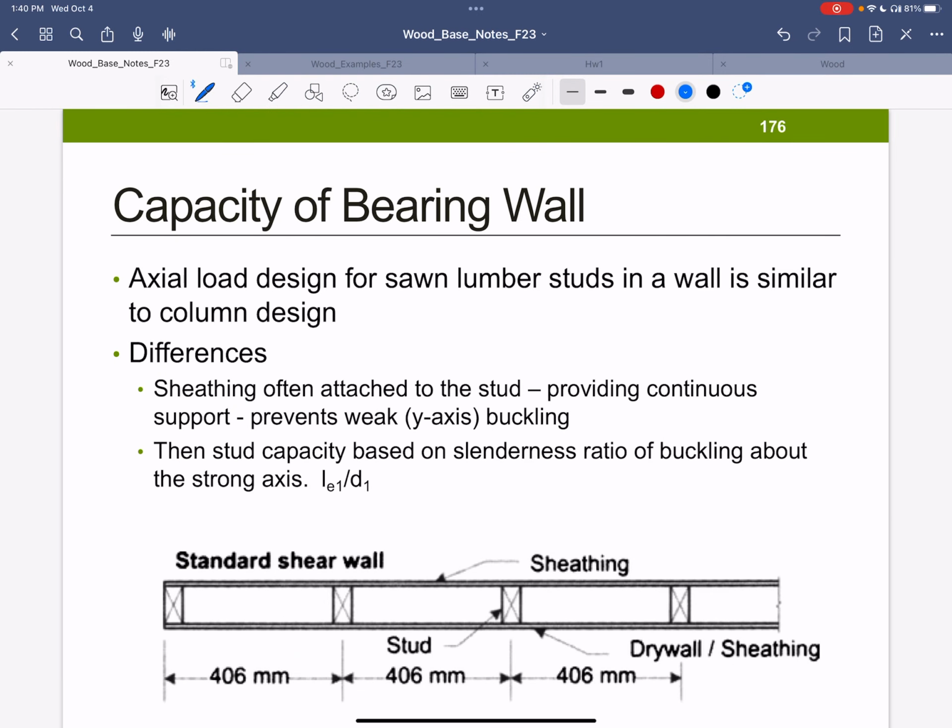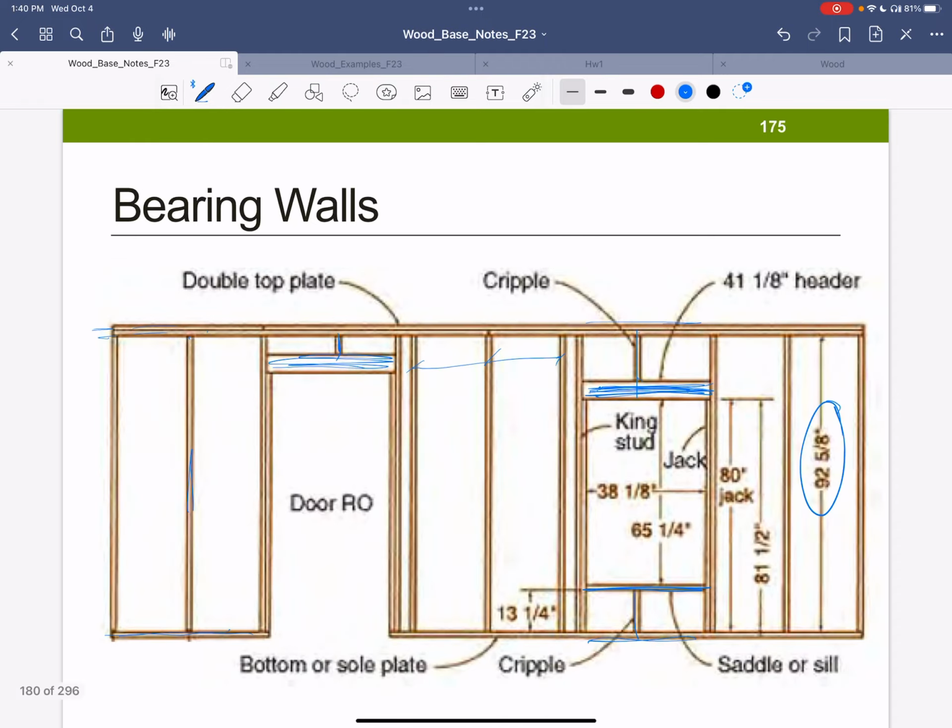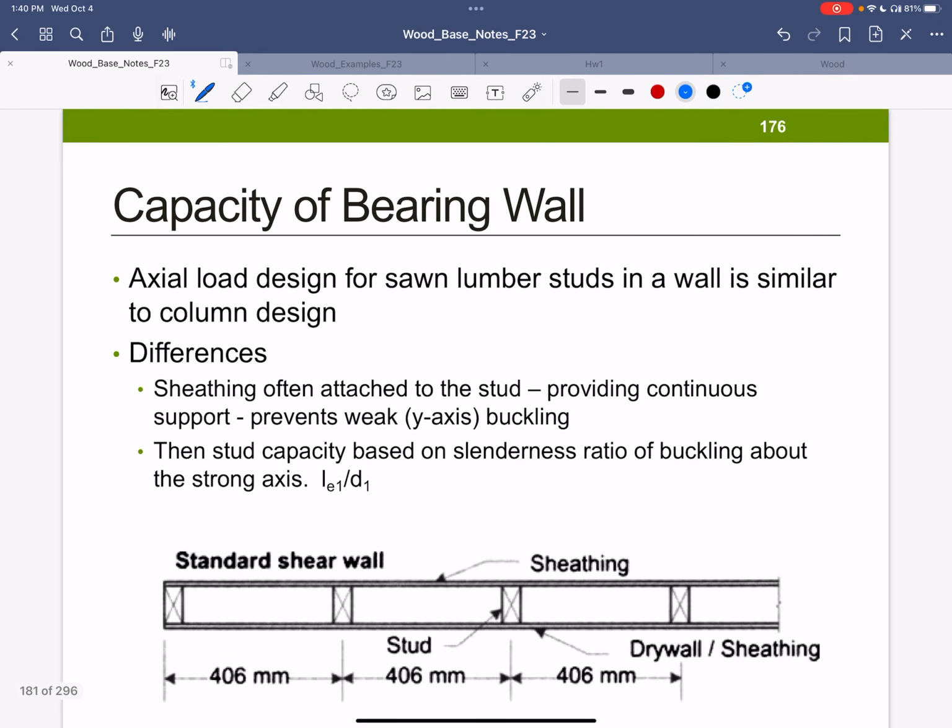So what's our capacity of a bearing wall? We've got this basically acting as a unit of the plates and studs together. Okay, so I'm not really thinking of these as little individual columns necessarily. They're part of this wall system. So axial load of sawn lumber studs, similar to column design, except I'm going to have the bracing between all of these, right? So I said they didn't act as a column. They do. They're individuals, but the whole unit provides what a column would typically provide. So I've got those, if I'm looking down now, here's my individual studs, and then I'm going to have a sheathing here, and then drywall on the inside.